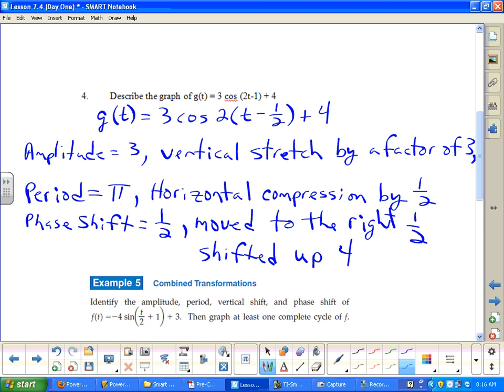It's d equals 4. Okay, so here is a equals 3. The period is pi, the phase shift is 1/2, and the vertical shift is 4.